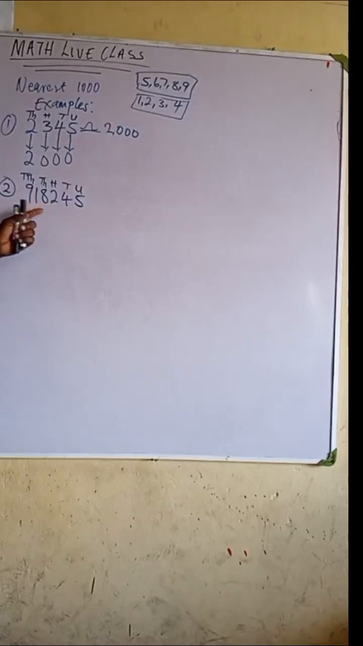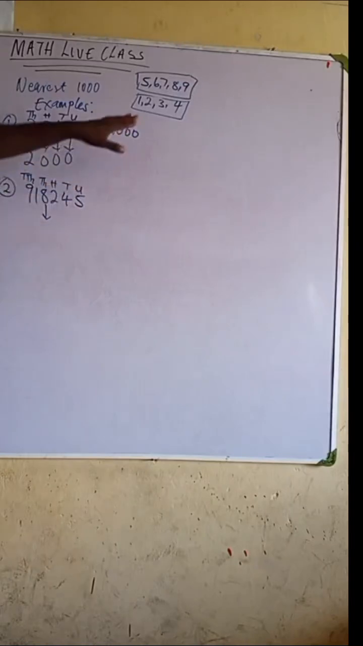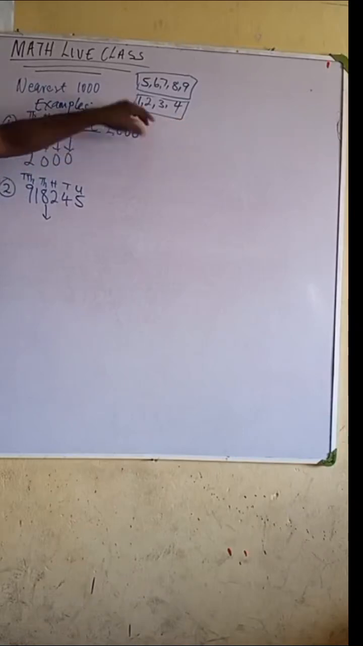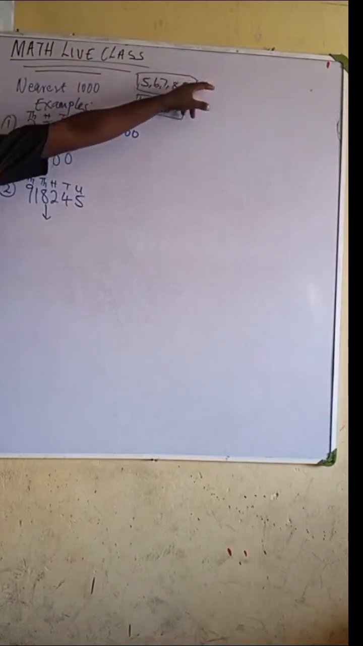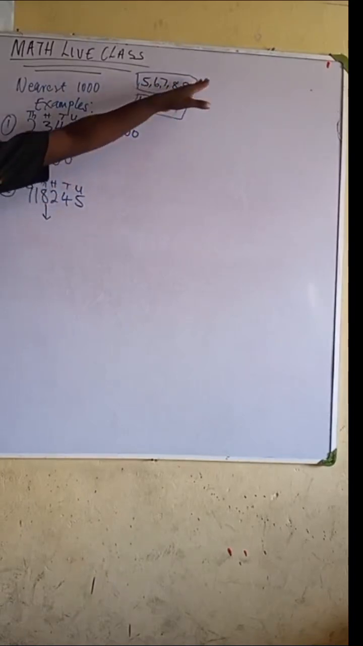Now, rounding up to 1,000, what are we supposed to do? This is the one we are rounding up to. Which one are we supposed to consider? The next digit to the right, the next place value, which is 100. Now ask yourself, is the number that represents 100, which is 2, up to a number you can round up to 1? These are numbers that we cannot round up to 1, and these are numbers we can round up to 1.